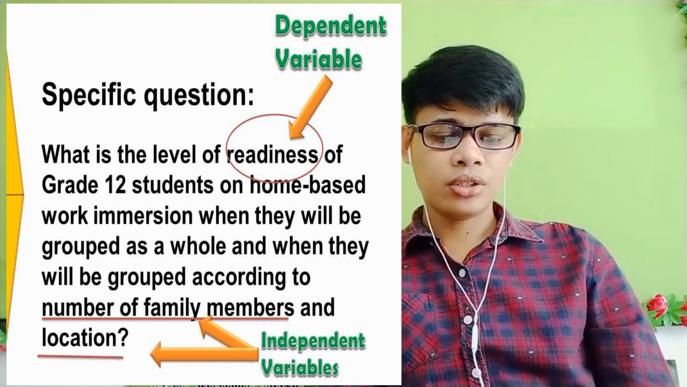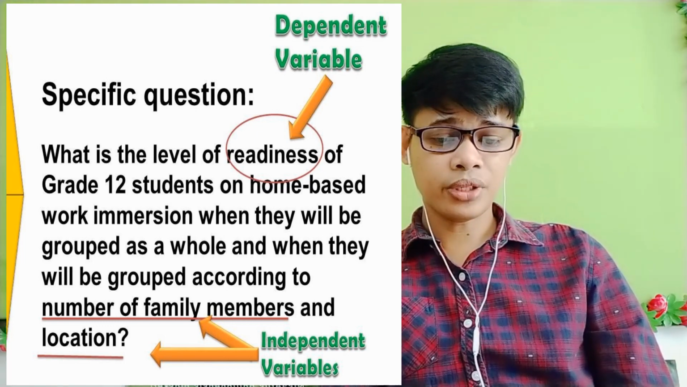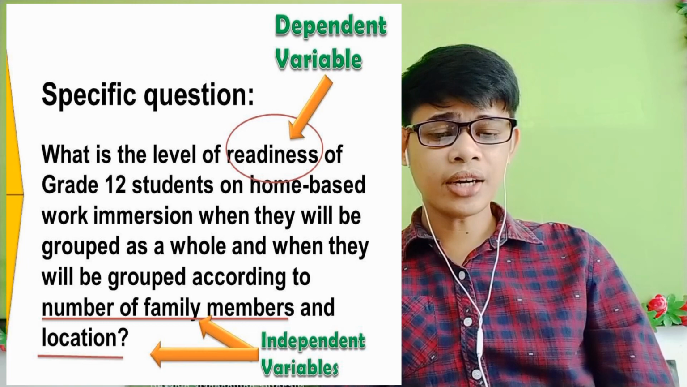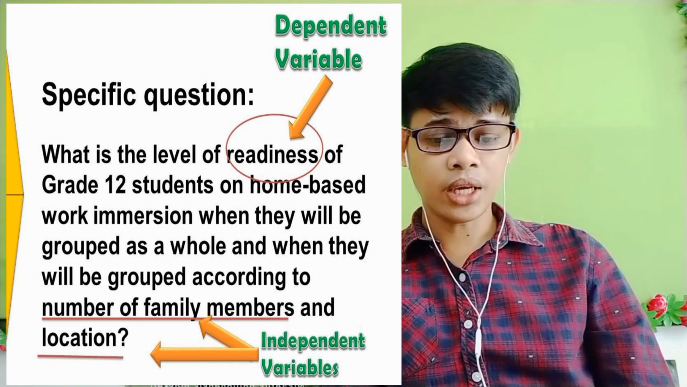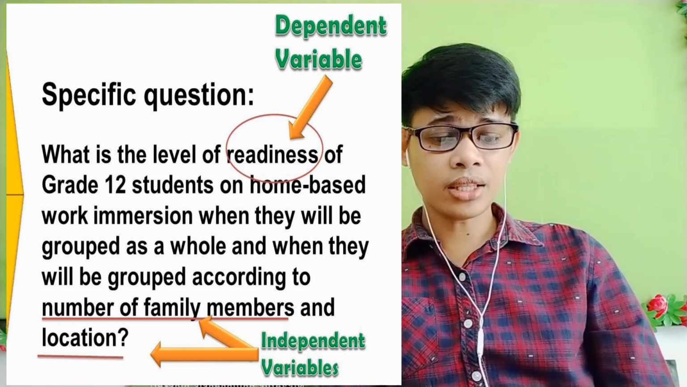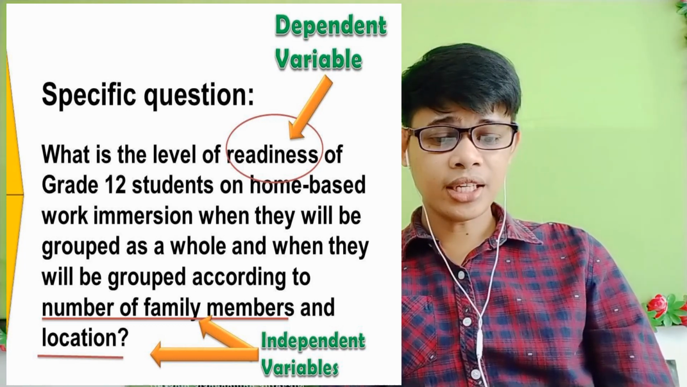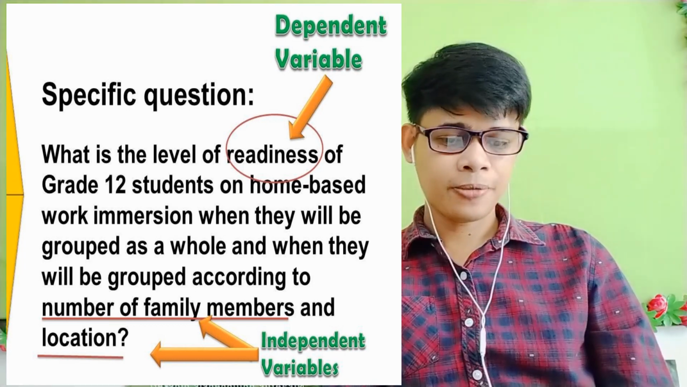Okay, so why number of family members and location? Because these are characteristics of grade 12 students. Okay, and it can be categorized. Okay, and it is fixed.